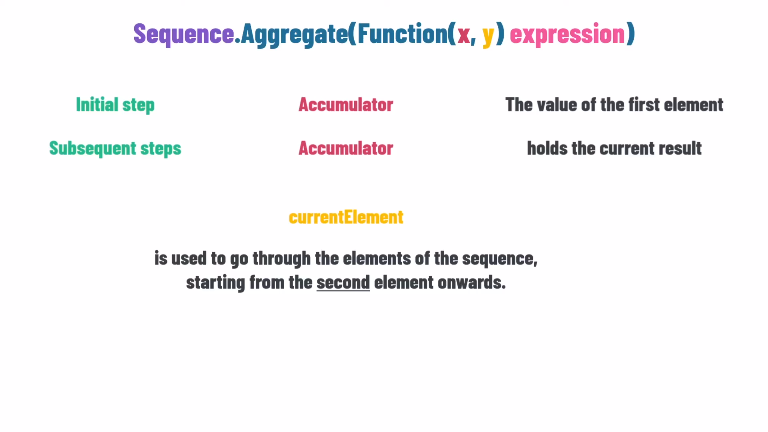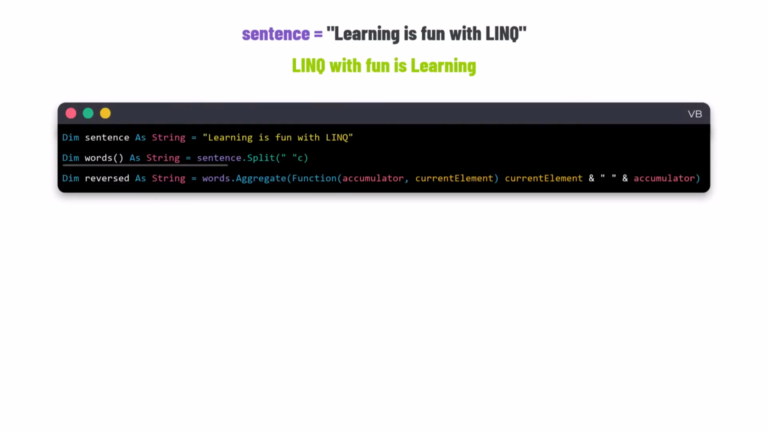Suppose we have a sentence that we want to reverse the word order of, using the aggregate method. Let's see how this is done with an example sentence. Imagine our sentence is, learning is fun with LINQ. We want to reverse this to LINQ with fun is learning. First, we split the sentence into an array of words. Then, we use the aggregate method to reverse the order of these words.